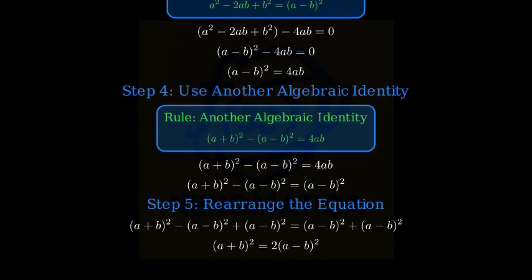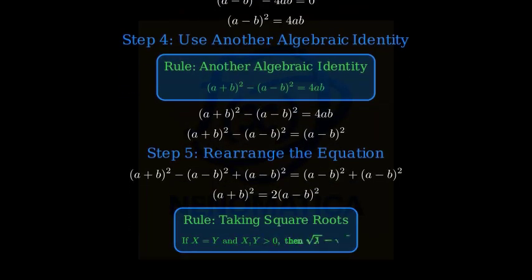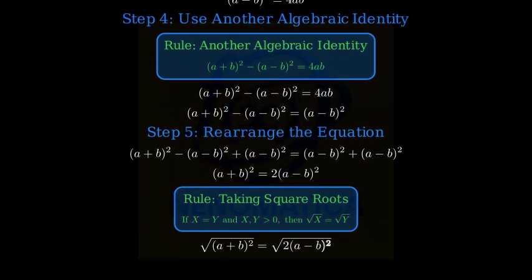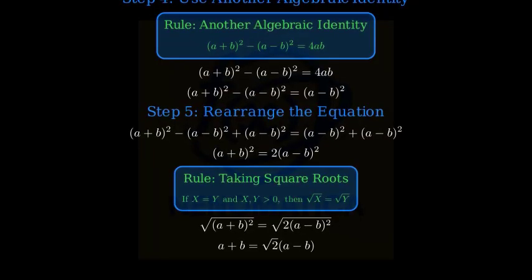Since a > b > 0, we know that both a + b and a - b are positive, so we can take the square root of both sides, giving us a + b equals the square root of 2 times (a - b).